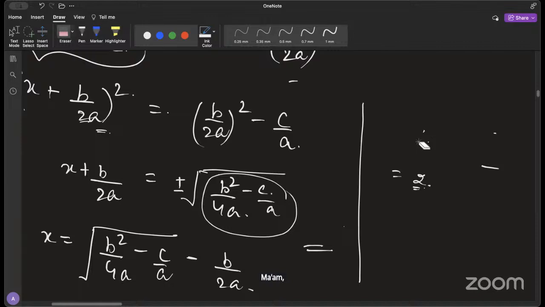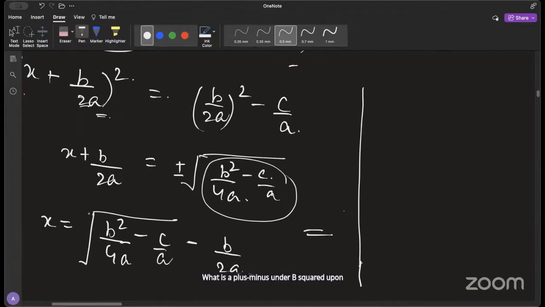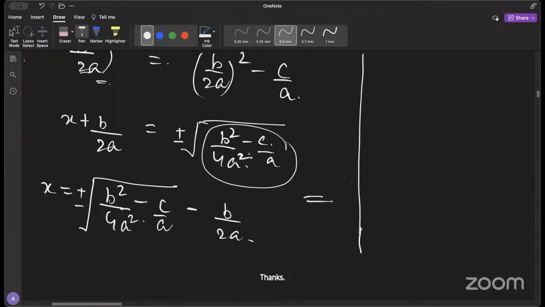Ma'am, here it is a. Ma'am, 4a square or 4a? It is plus minus under root b square upon 4a square, I think. Yeah, thank you. We have a square. This is the square here. This is b square by 4a square.